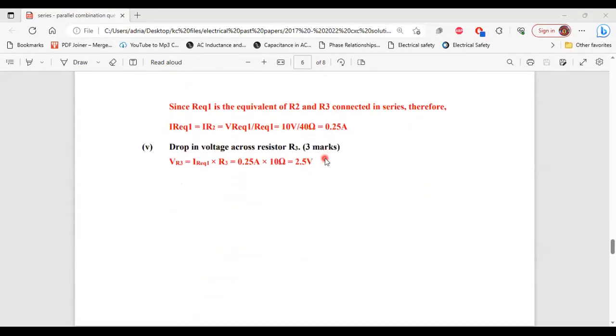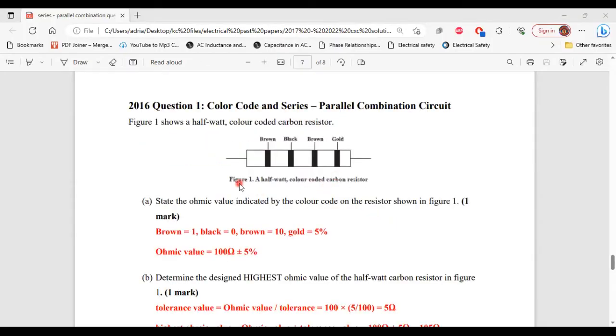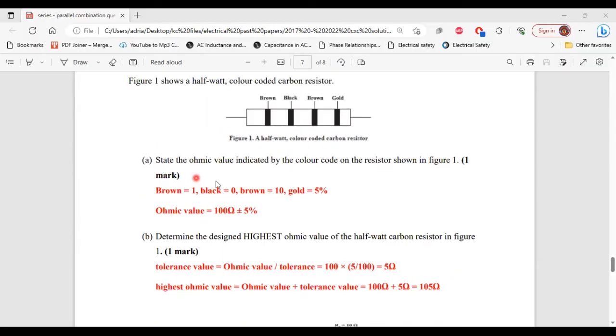All right, so that's it for this question. Let's move on to the next question. This is question 1 from the 2016 past paper. It says, figure 1 shows a half-watt color-coded carbon resistor. Part A says, state the ohmic value indicated by the color code on the resistor shown in figure 1.